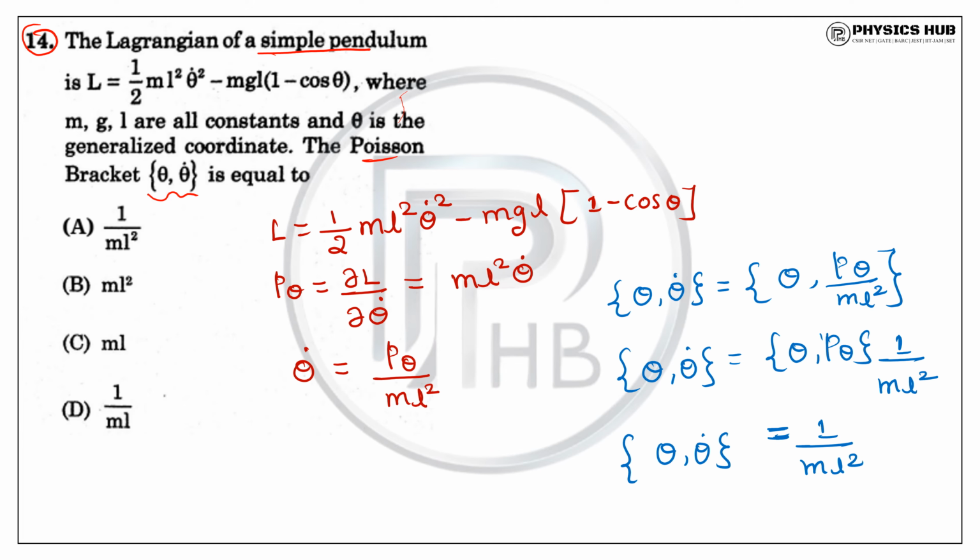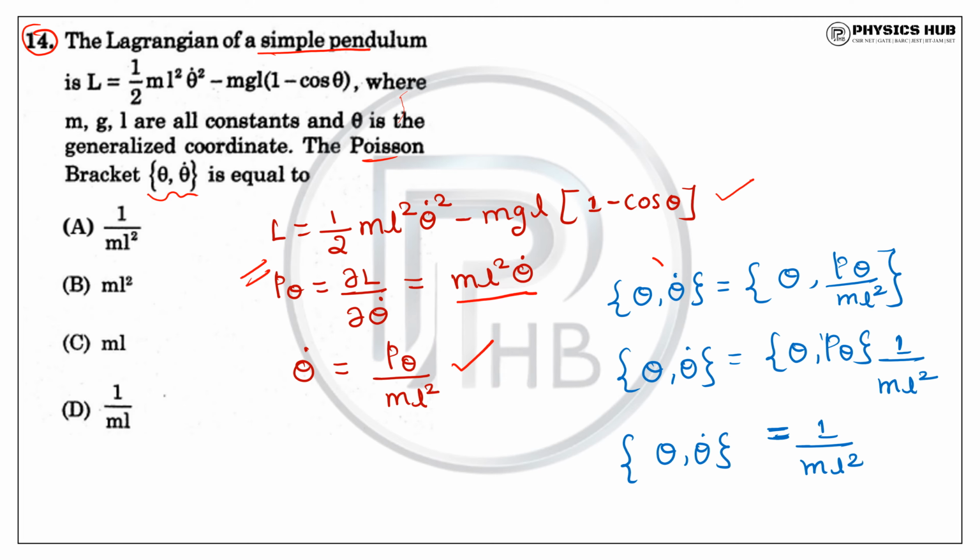So here the question can be asked directly: what is the Lagrangian of a simple pendulum. So the options will give this. So this is the correct answer, that is 1 by 2 ml square theta dot square minus mgl into bracket 1 minus cos theta. So p theta is the generalized momentum, that is equal to dou L by dou theta dot, meaning differentiate the Lagrangian with respect to theta dot. So we will get ml square theta dot. Rearranging this, we get theta dot is equal to p theta by ml square.